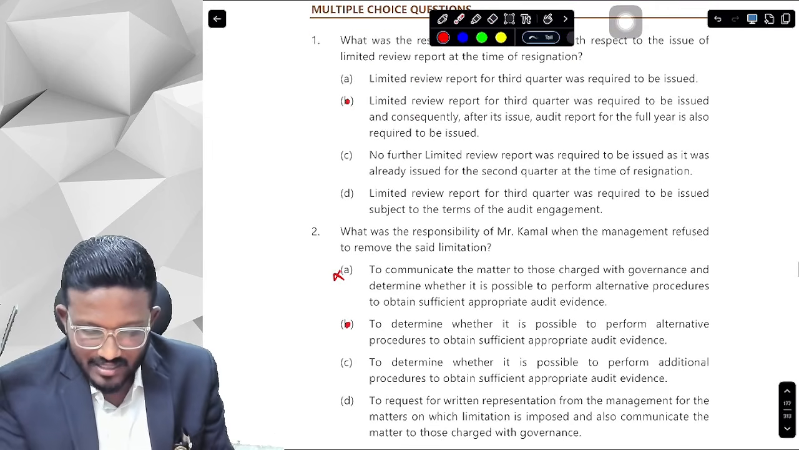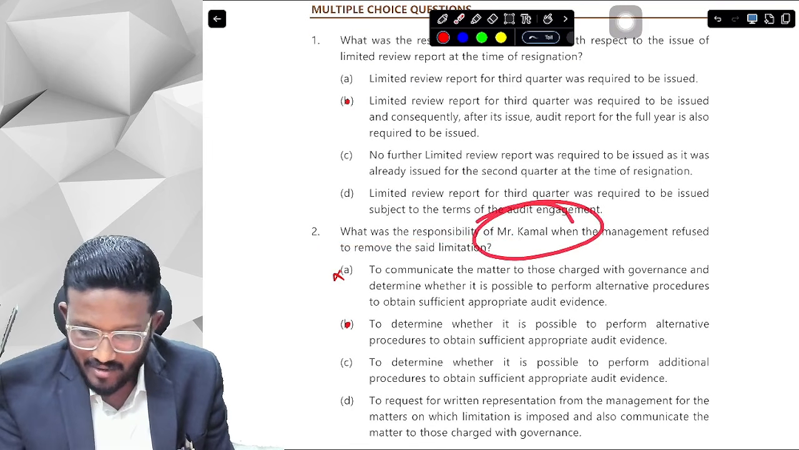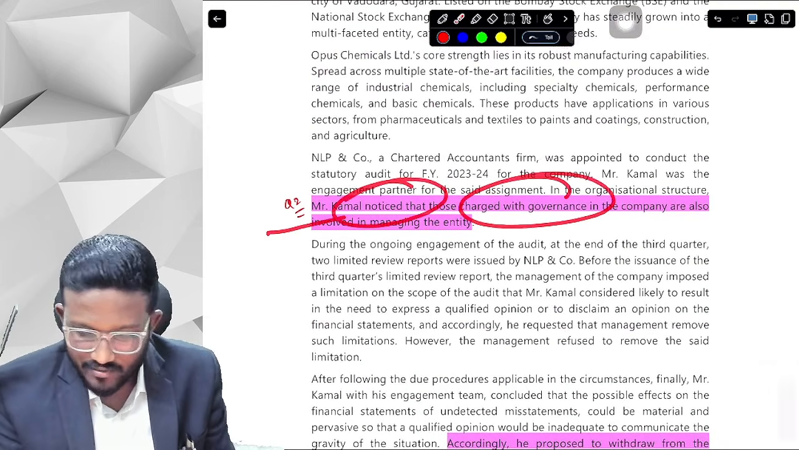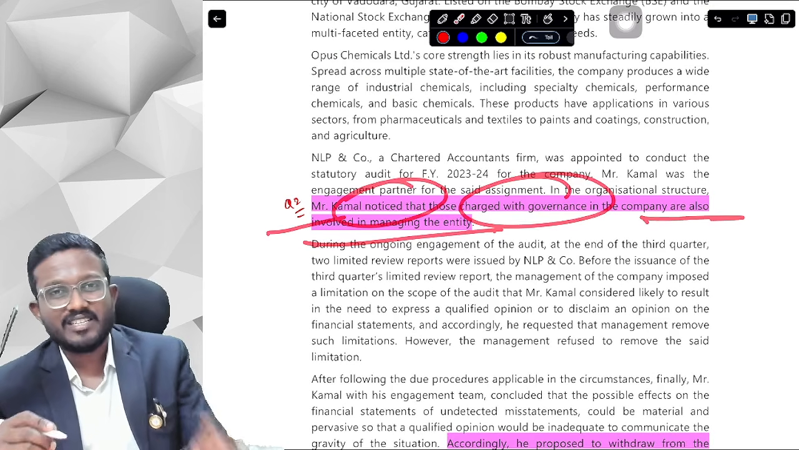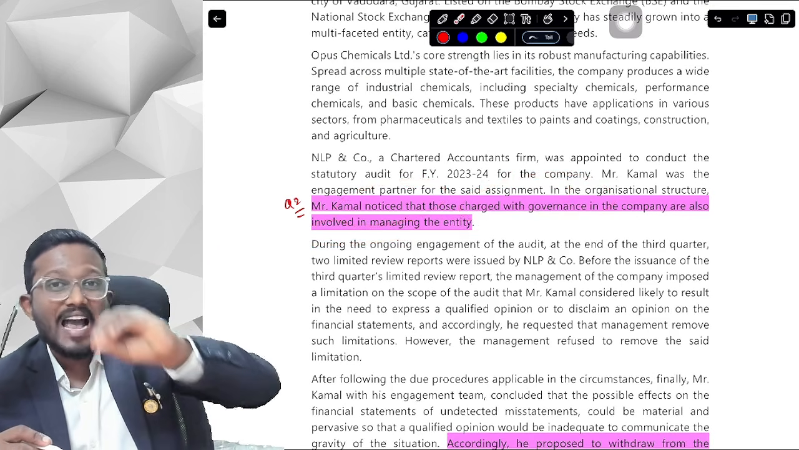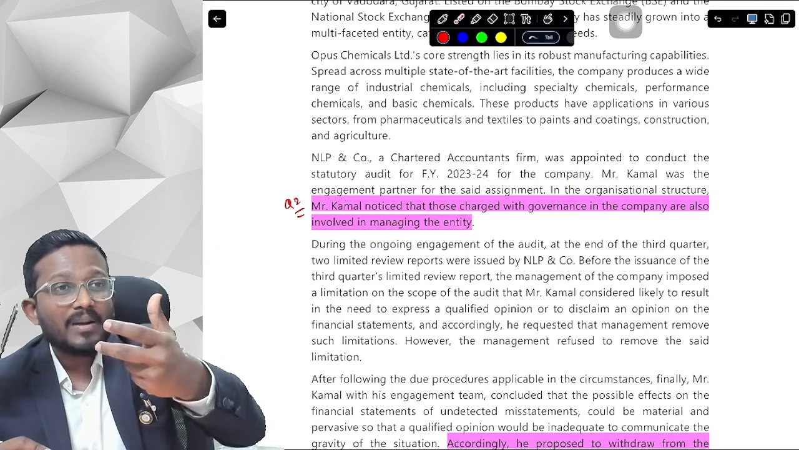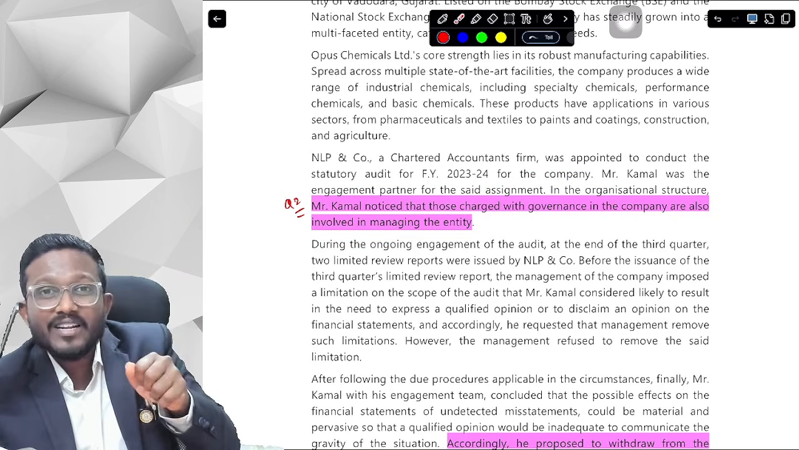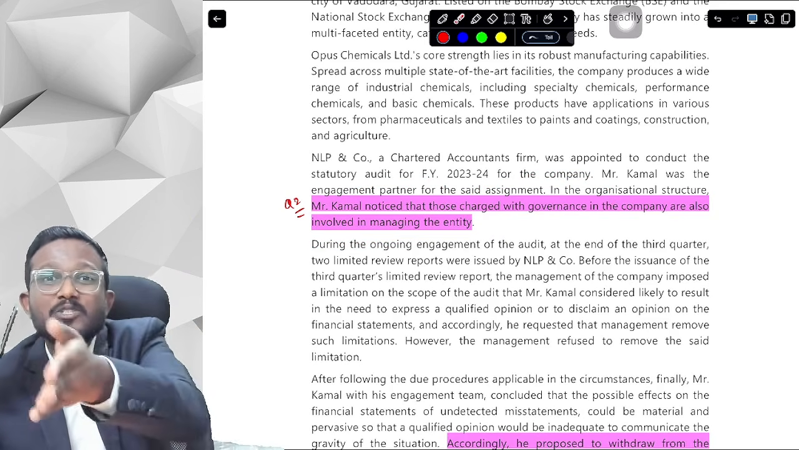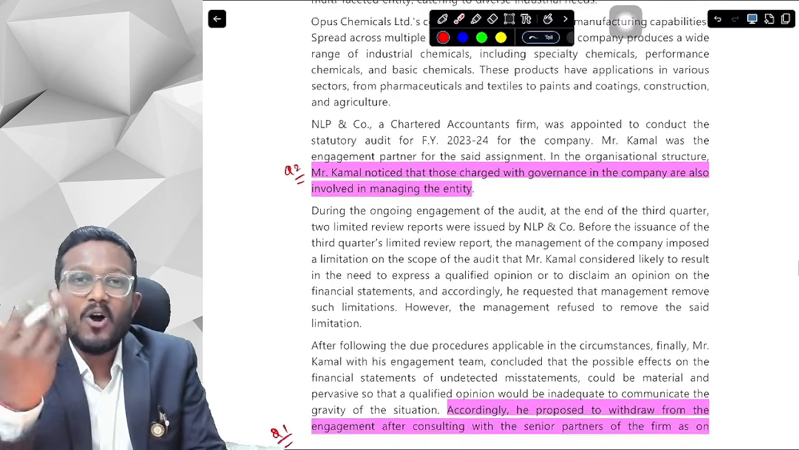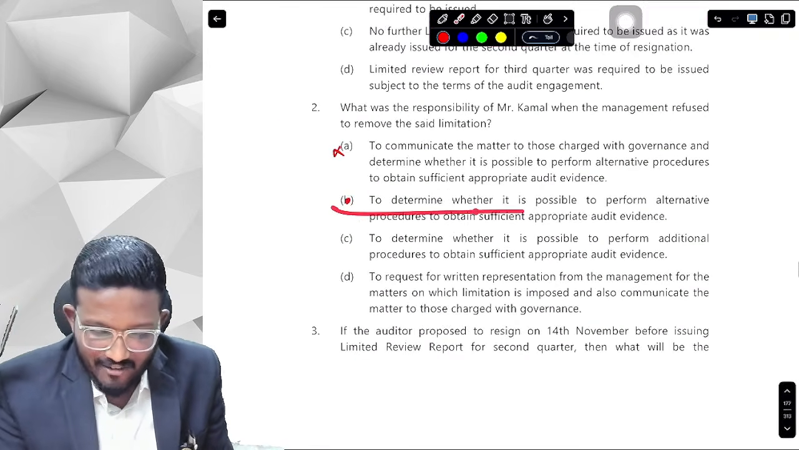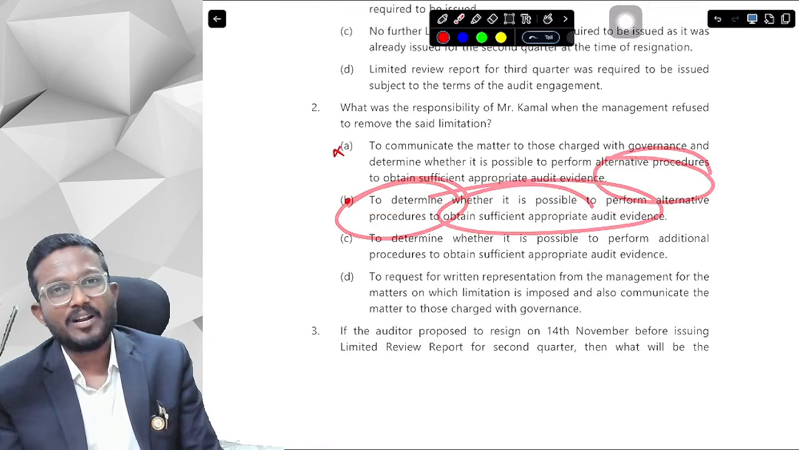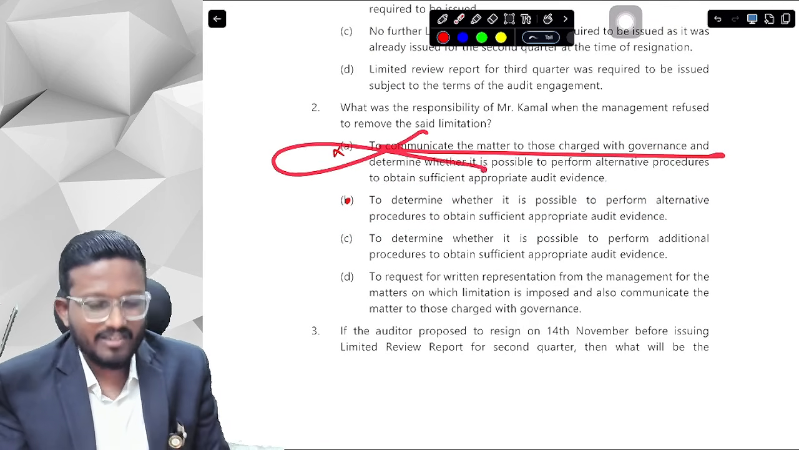Okay. Now, what was the responsibility of Mr. Kamal when the management refused to remove the said limitation? Mr. Kamal noticed that those charged with governance in the company are also involved in managing the entity, which means TCWG and management are the same. Now, if the management is refusing to remove any limitation, do I need to first communicate to TCWG? No. Why? Because TCWG are involved in managing the entity. So we do not need to communicate to TCWG separately. We will directly determine whether it is possible to perform alternative procedures to obtain sufficient and appropriate audit evidence. We will not have to communicate the matter to TCWG.